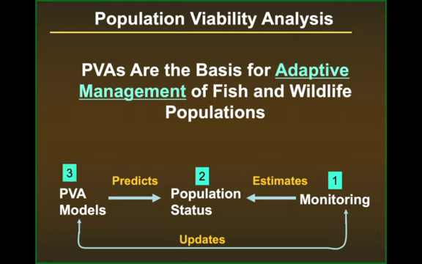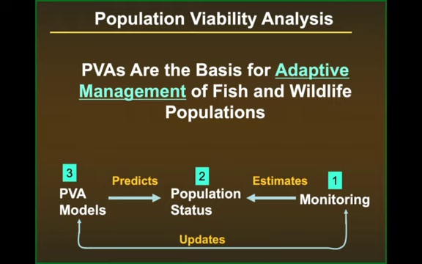Step three is to develop population viability analysis models. Okay, so these models, we're using that information in a lot of cases that we collected in the field. It might be incomplete, but we're using what we have. We're developing PVA models, and those models then are used to go back and predict the population status, and importantly, to predict what's going to happen to it in the future.